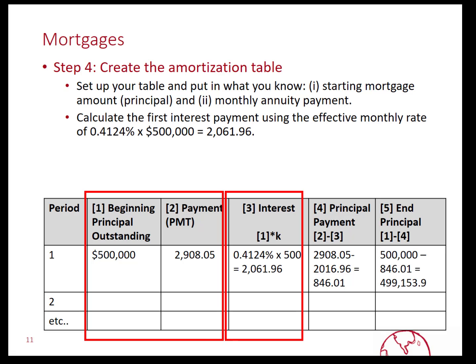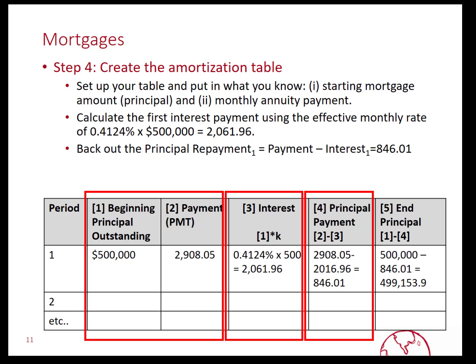Next, we calculate how much of that payment is going to be interest. We multiply the beginning principal amount times our effective rate for 1 month of 0.4124%, and we get that out of that $2,900, we're paying roughly $2,062 in interest. So the remaining amount must be the principal repayment, or $846.